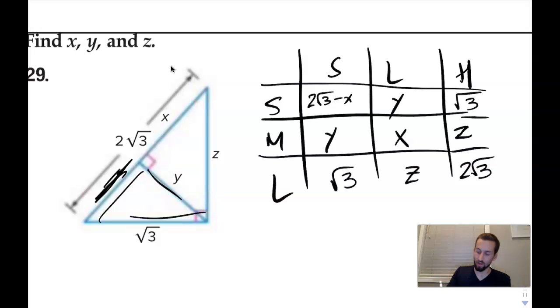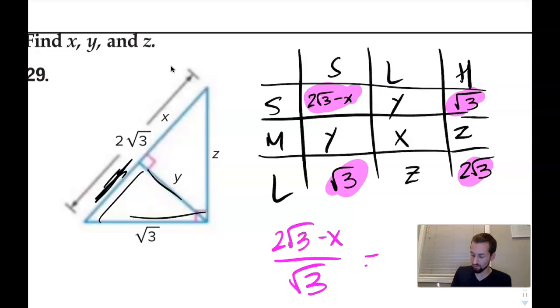So if I'm trying to find this, this is really the starting spot. I'm going to use the 4 corners. And once I get what x is, I can figure out other ones. Again, always looking for Pythagorean theorem in here. Don't forget that. That's a nice shortcut. So 2 the square root of 3 minus x over the square root of 3 equals the square root of 3 over 2 the square root of 3. Like, wow, that's a lot.